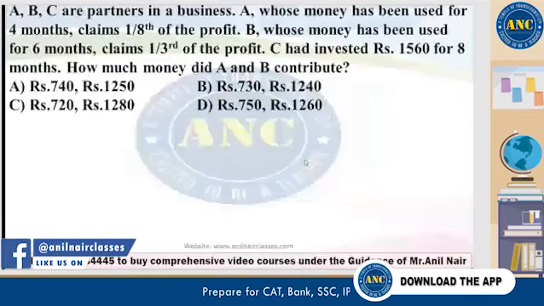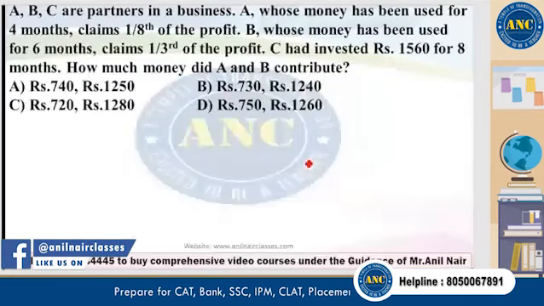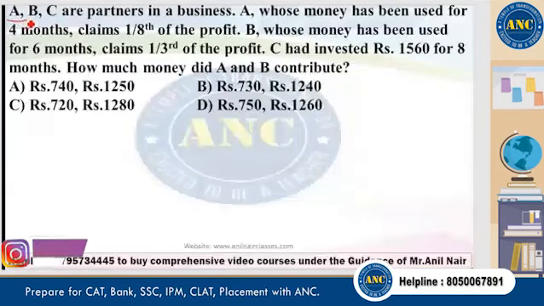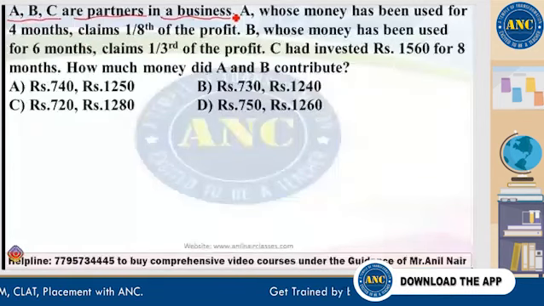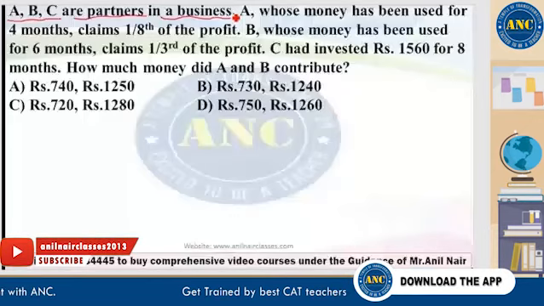Now see the next question, sir. Please see the next question. Your question is, A, B, C are partners in a business. That means there are three people. There are three people who are nothing but A, B and C.